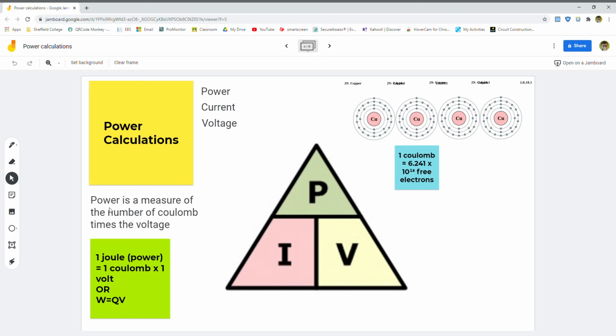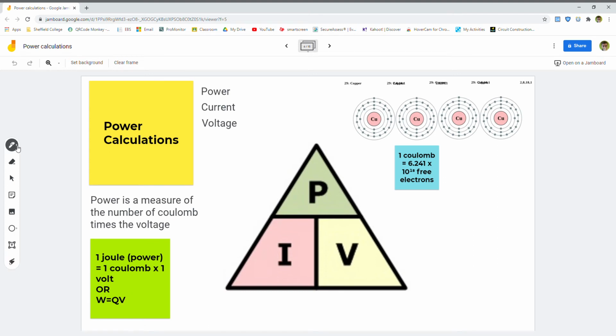So, power is the measure of the number of coulombs times the voltage. So how many coulombs are passing per the volts. Power is a unit of energy, so it's always measured in joules. That's its base unit, joules. So 1 joule, which is equivalent to our power, is 1 coulomb times 1 volt. Or if we put it into an equation, W, which we measure power in watts, equals Q, which is charge, times our voltage, which is V.